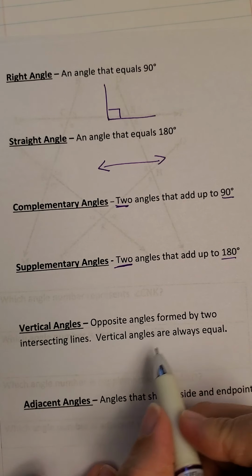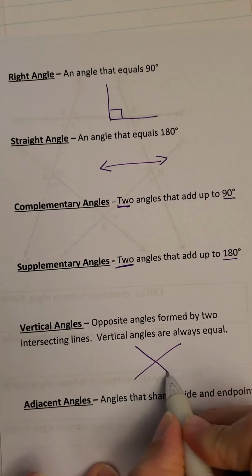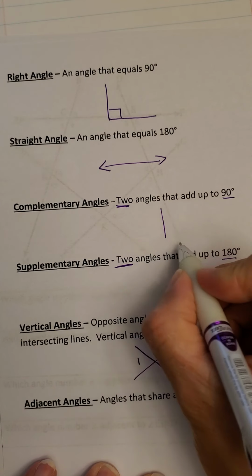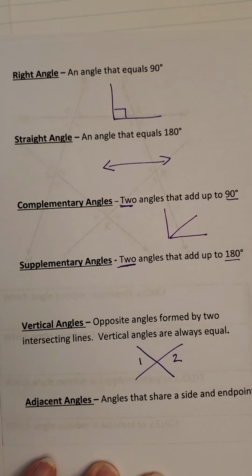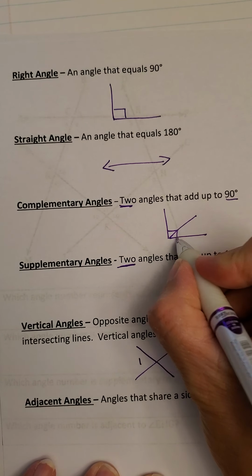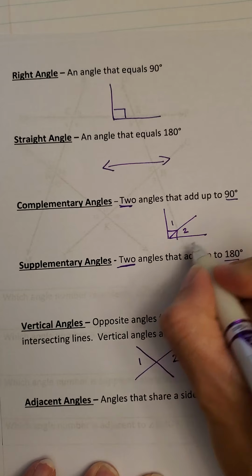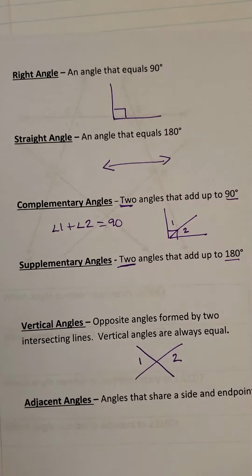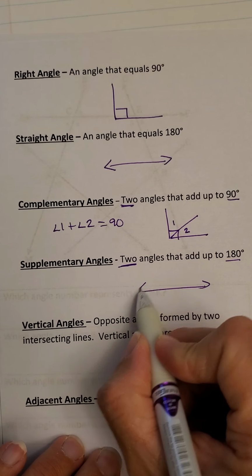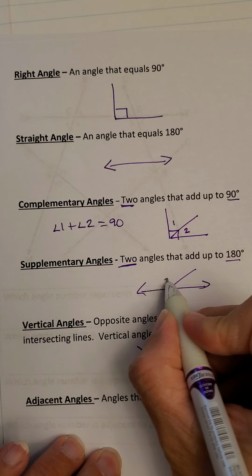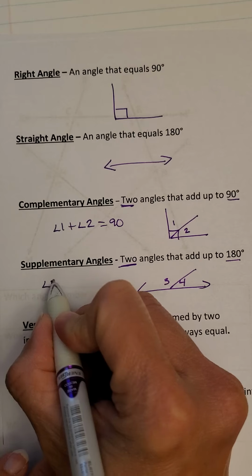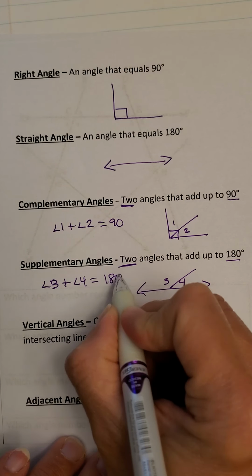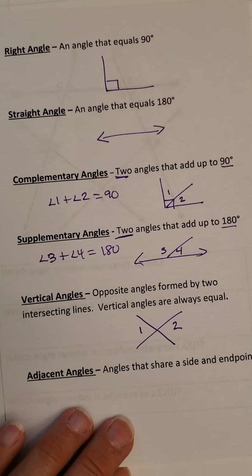Vertical angles are formed by two intersecting lines, and they're the opposite angles. Oh, I forgot to give you a picture of this. I better give you a picture of this. So let's say I had a right angle, then angle 1 and angle 2. Angle 1 plus angle 2 would equal 90. If I had a straight line and I had two angles, angle 3 and angle 4, then angle 3 plus angle 4 would equal 180. Right?